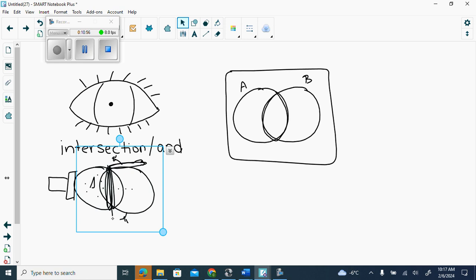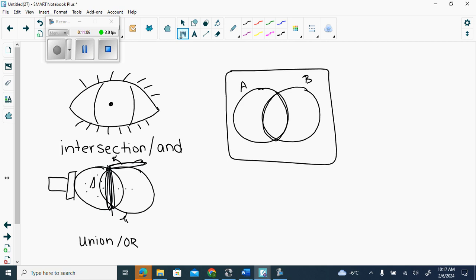Okay, the snowman. What does the snowman represent? Union, or, right? Okay, and then these are the singles. So this would be just, for example, A. We'd have to do the whole thing, correct?